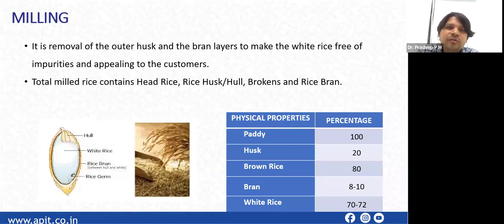As such, we can't consume the brown rice without processing. So we have to remove the bran. Bran accounts for about 8 to 10%. Once we remove the second layer, that is the bran, we get the white rice. The white rice mainly contains starch, or we call it endosperm. The more the milling, the better the eating quality, but vice versa, the more the milling, the less the nutritional profile. So we have to balance the milling so that we have the optimum milling for maximum benefit of the nutrients present in the bran.